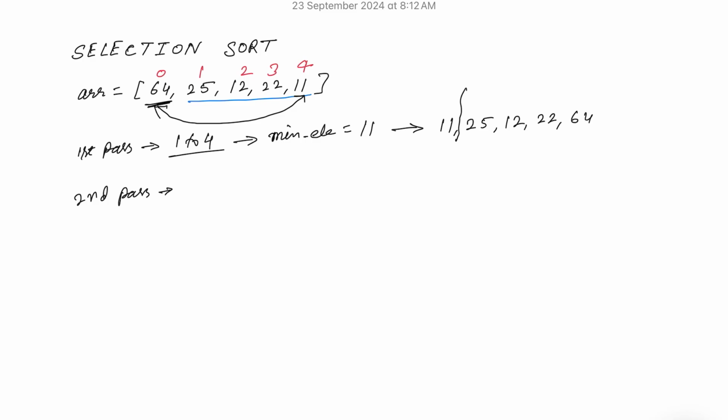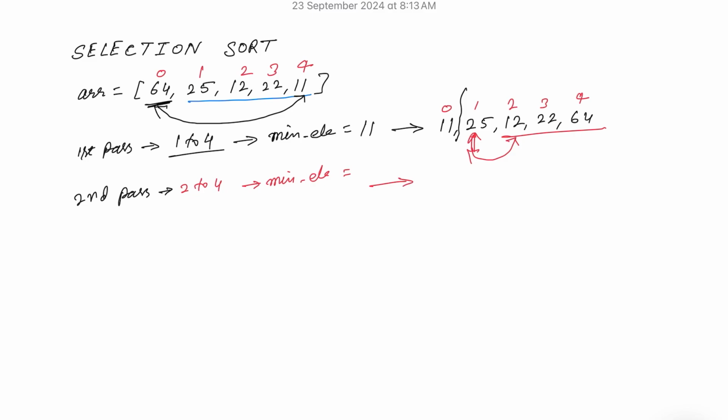Okay, now 0, 1, 2, 3, 4. In the second pass we will move from 2 to 4. That means second index to fourth index, and here we have to find out the minimum element and we will point to the first element, this one. So after this, what is the minimum element? 22. So we will swap 12 with 25. 12 is the minimum element, so 12 with 25 we will swap.